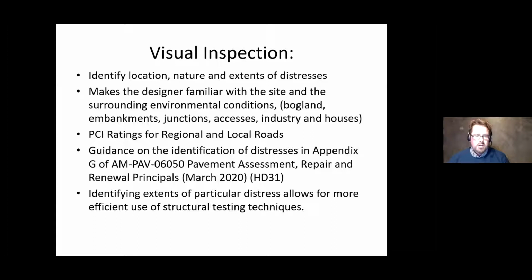Is the area that's causing the stress on bogland? Is it on embankment? Is there a farm access there where people are cutting in? Is there a historical build-up where the road might have settled previously? It's very important to be conscious of these moving forward. These also then work towards the PCI ratings in regional and local roads.